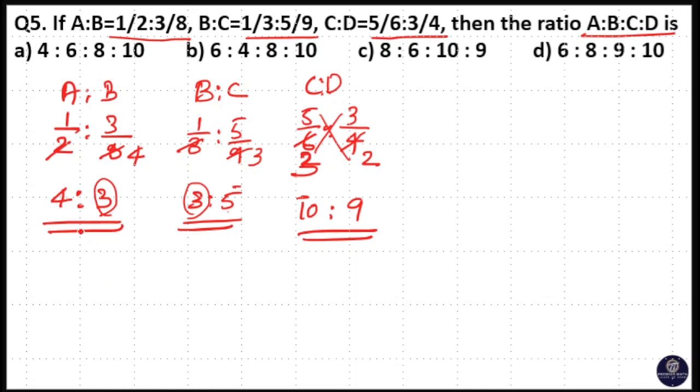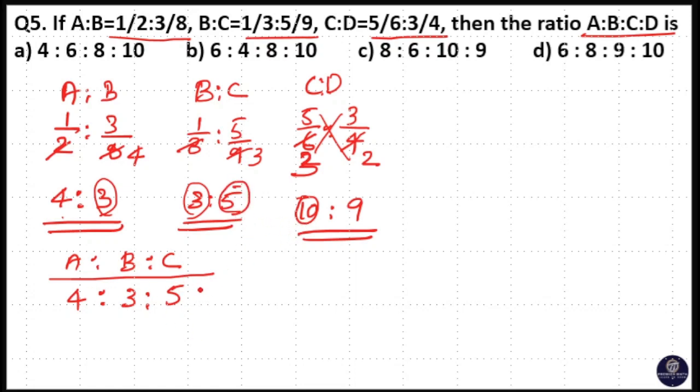So, A is to B is to C is 4 is to 3 is to 5. But D is not common here. C is not common here. 5 and 10 are C here.